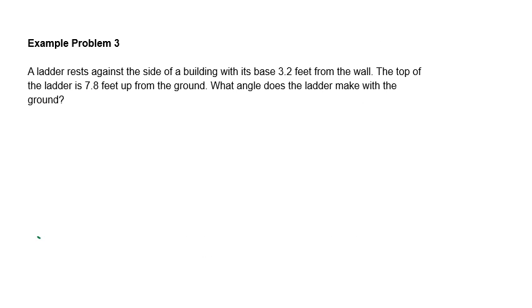Okay, so let's look at one more example. This example didn't come with a diagram, it's a word problem. A ladder rests against the side of a building with its base 3.2 feet from the wall. The top of the ladder is 7.8 feet up from the ground. What angle does the ladder make with the ground?